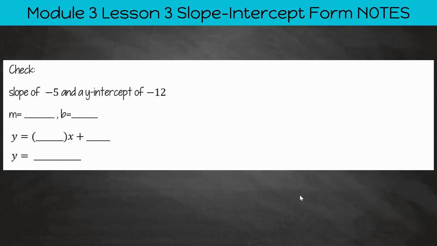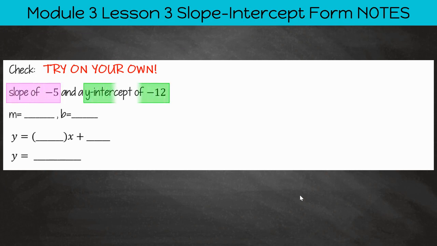Now I want you to go ahead and try the check on your own. Pause the video, fill in your m and b, and come back and check your answer. All right, now that you've gotten back, our slope was -5, our y-intercept was -12. So check to make sure that you have y is equal to -5x minus 12, because you wouldn't leave it as plus minus 12. You would simplify that to be just -5x minus 12.